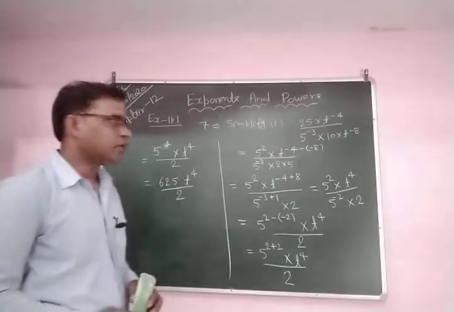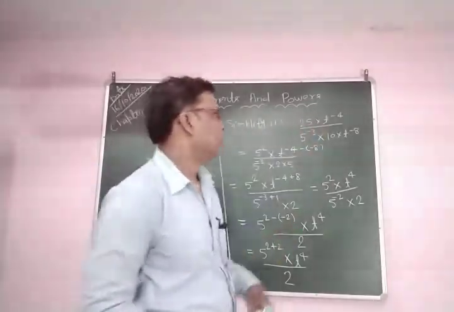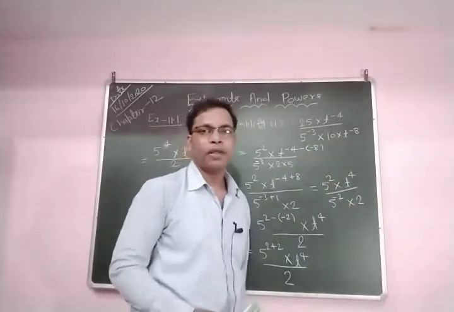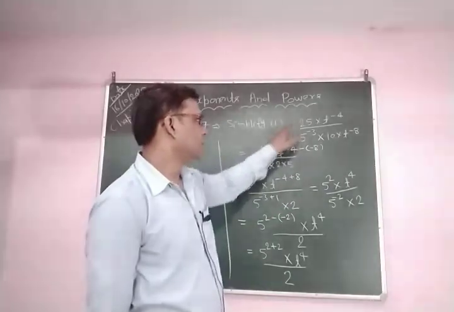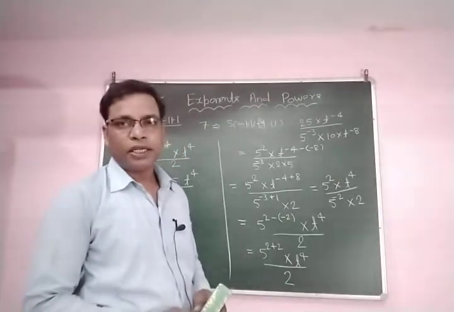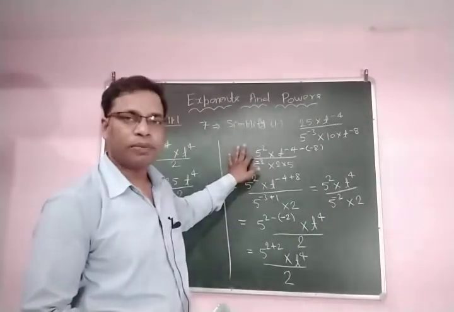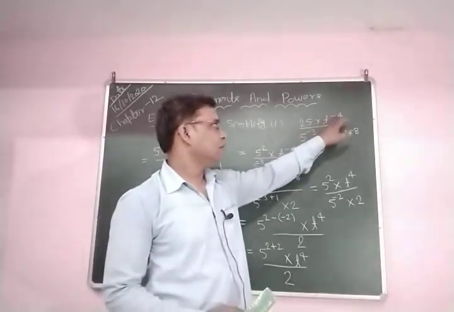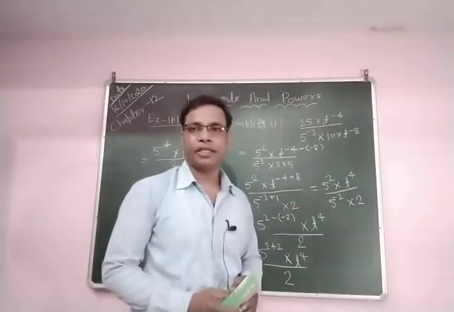Clear? So students, I hope all of you understood this question. This is given: 25 into t power minus 4, and 5 power minus 3 into 10 into t power minus 8. In these questions, first we write 25 is equal to 5 into 5. It means 5 power 2. And next, here you can see t power minus 4 divided by t power minus 8. So this is a case of division and the bases are same.